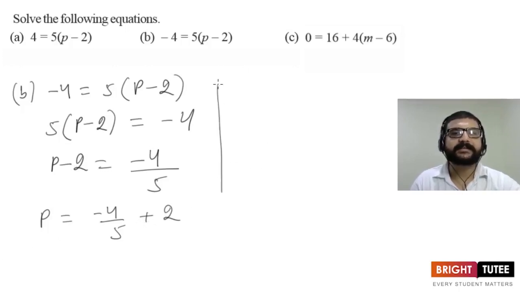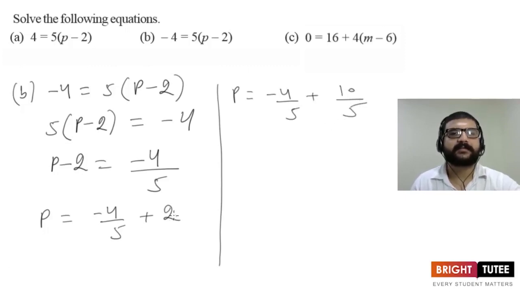Now let's simplify this. We will get p is equal to minus 4 upon 5 plus 10 upon 5. We have written 2 as 10 upon 5 to make the denominator same. Now by simplifying this we will get p is equal to minus 4 plus 10, that will give us 6, and this will be divided by 5. Hence the final value of p we are getting is 6 upon 5.